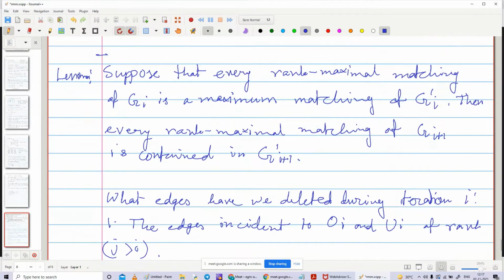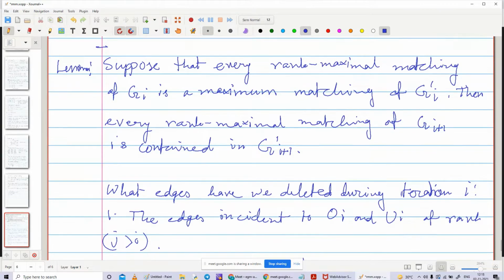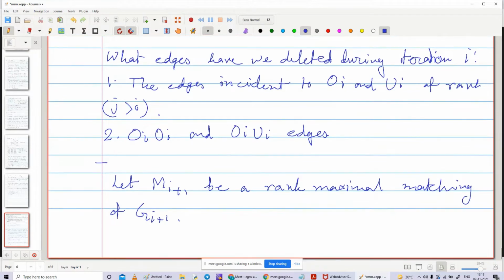It's a subset of G prime. It's contained in. Okay, we don't need to prove it is a maximum, but it will indeed be maximum. But we don't need to prove it now. We just want to prove it is contained. Okay, so we start.